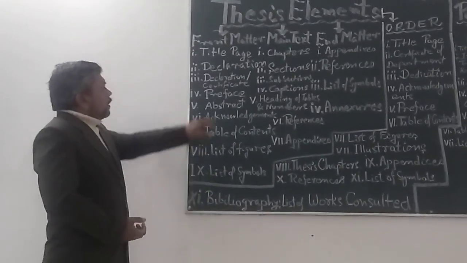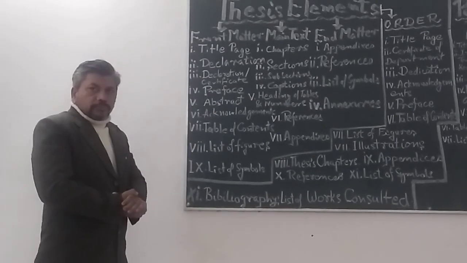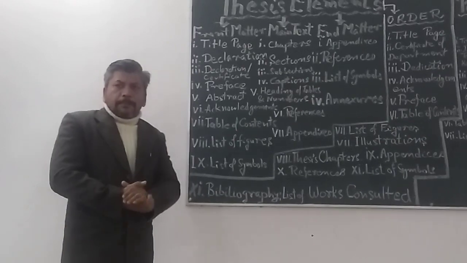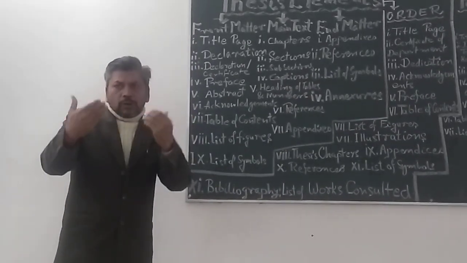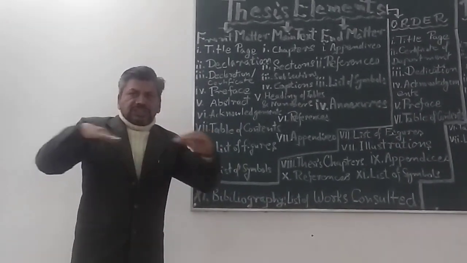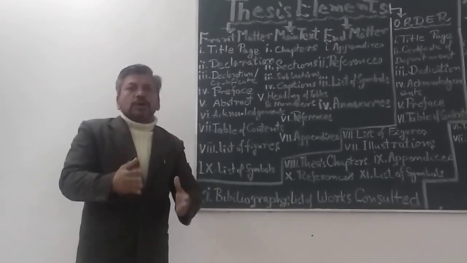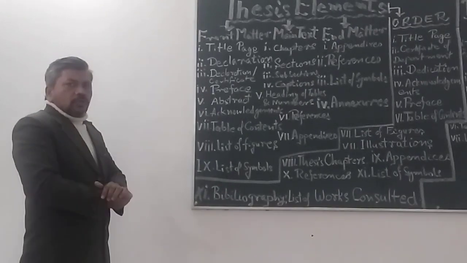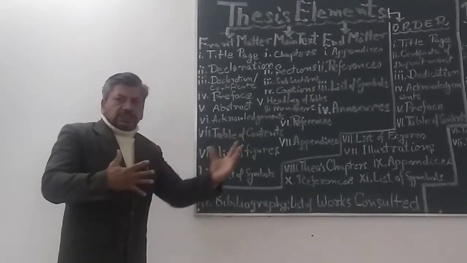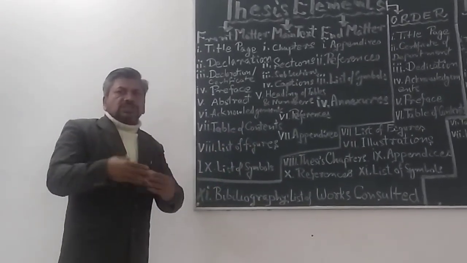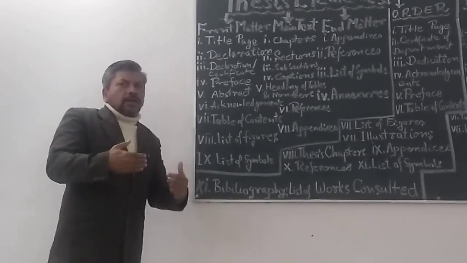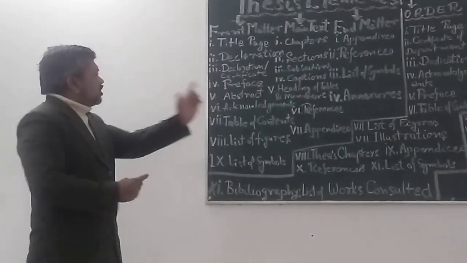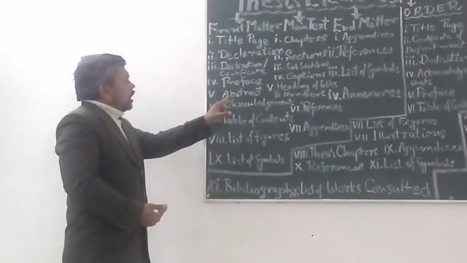Then there comes the preface. The preface provides the background knowledge of the work, the background status in which the work started, and then it delineates what the existing knowledge is, what hypothesis is considered by the author, and how and in what direction he is going to lead his research work. Then there comes the abstract.